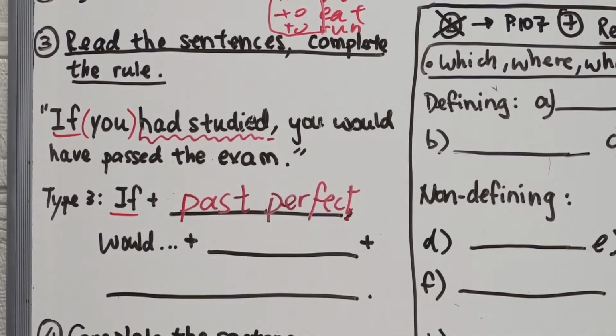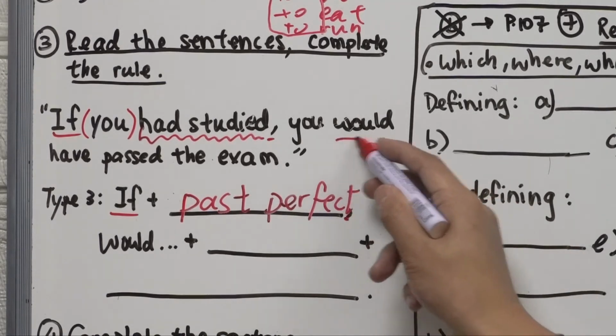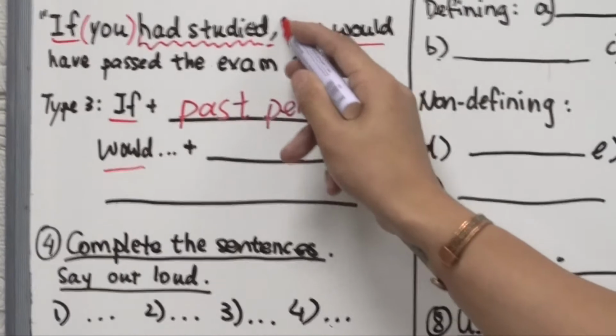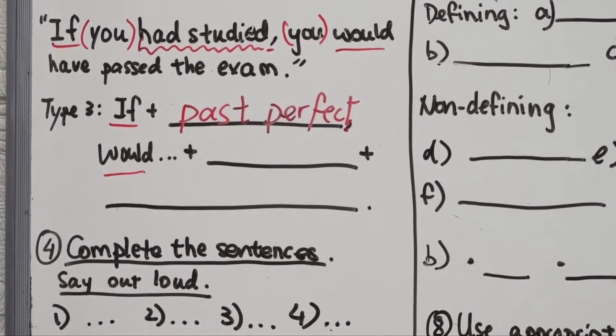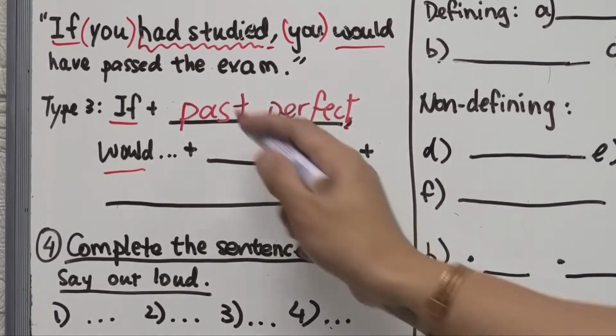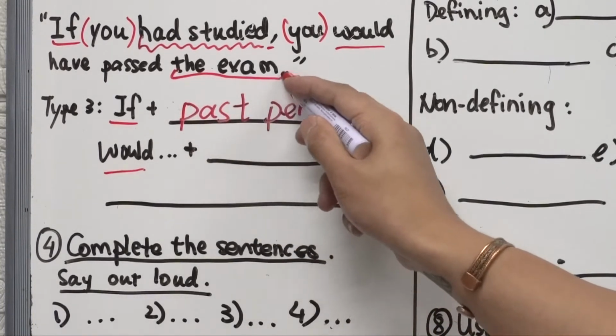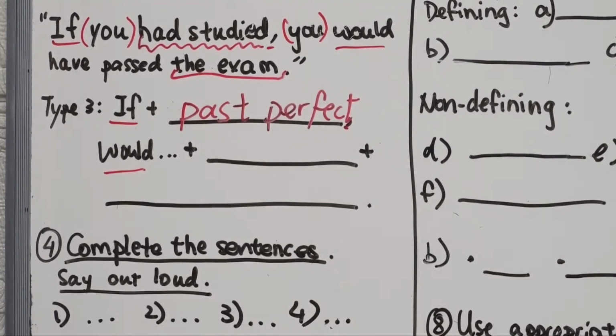If he, or if you, or if I had studied. You see, you can change you into different pronouns, right? Even proper nouns. If Mr. Joe had studied, right? You can use names as well. If you had studied, comma, again, we have would, right? Would is here. That's correct. You is optional. Remember, we can change. Okay? The exam is the thing we're talking about, right? The situation, right? About the exam.